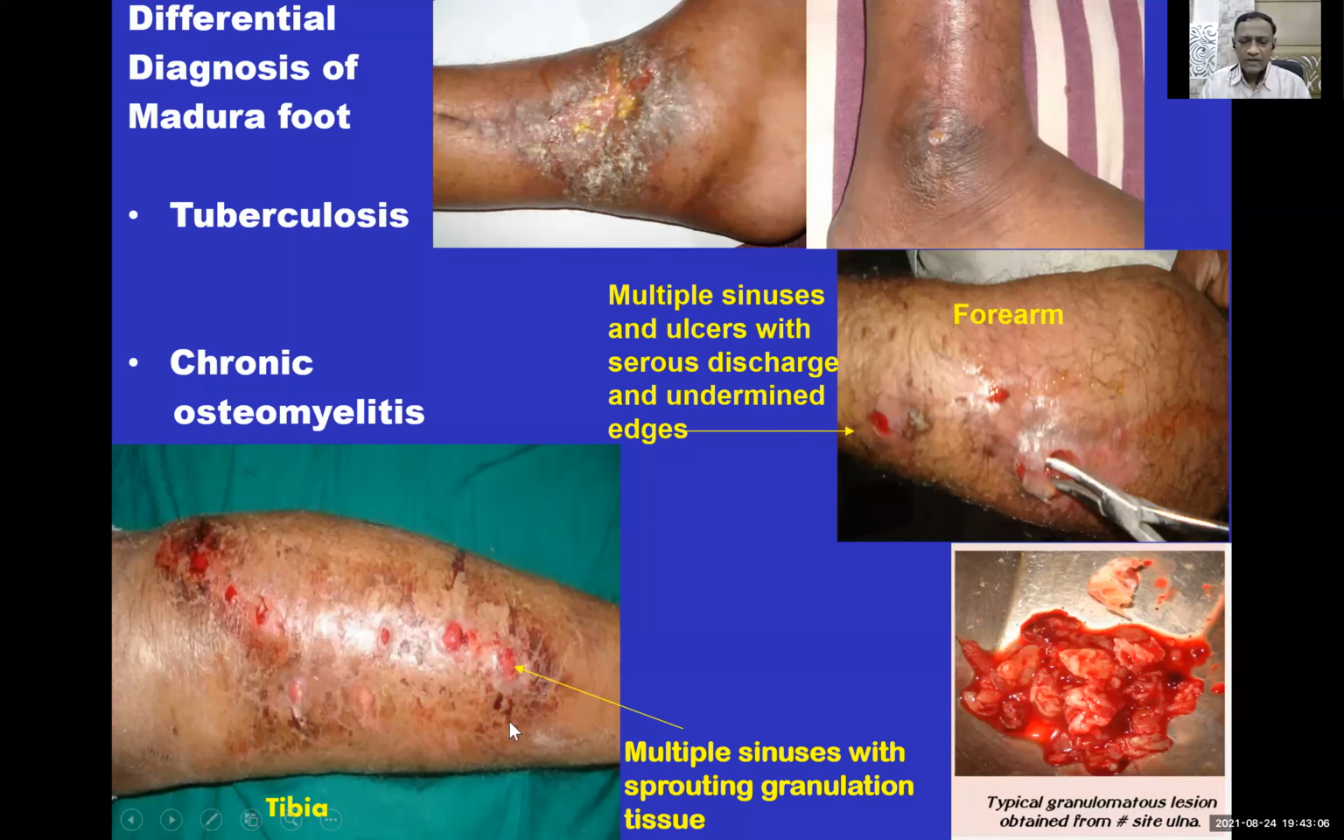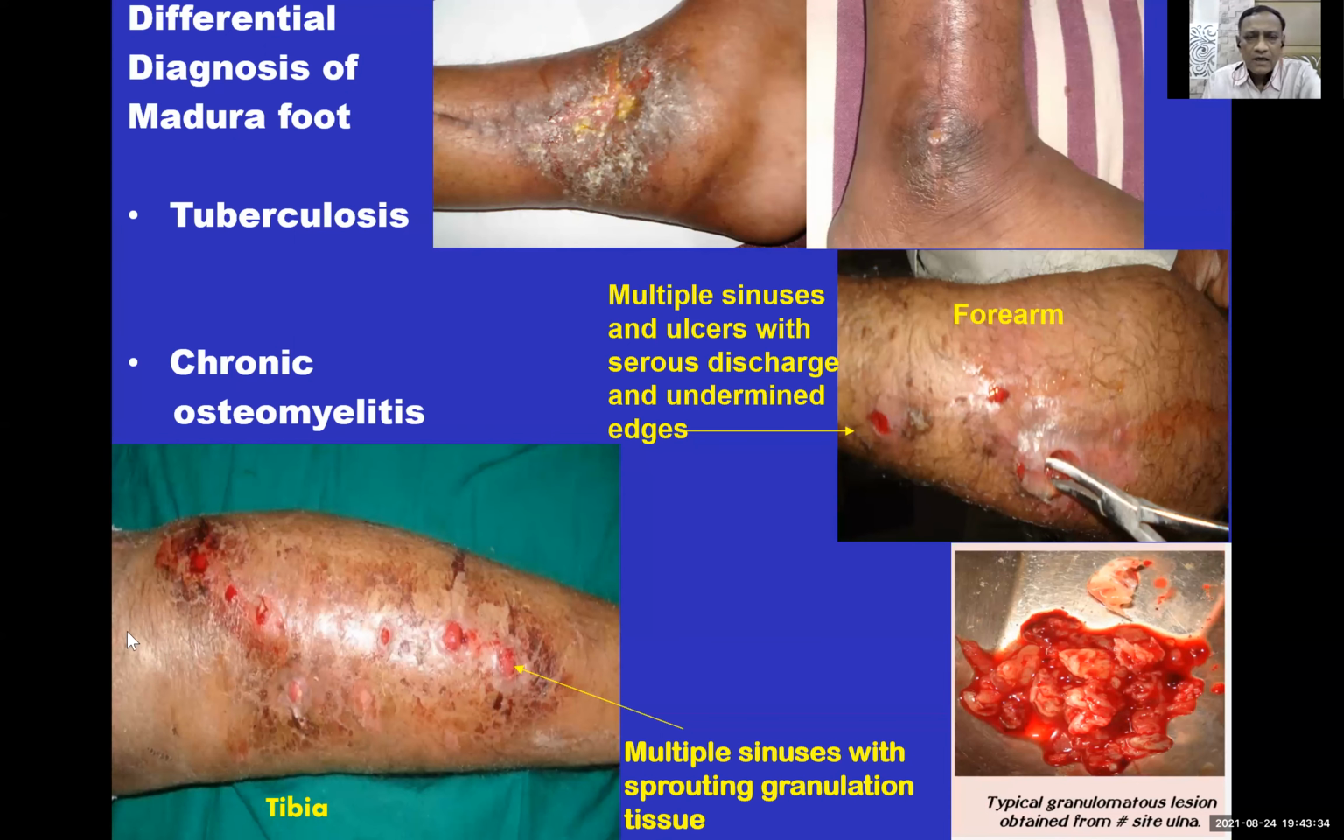In chronic osteomyelitis, the diagnostic sign is multiple sinuses with sprouting granulation tissue. Sprouting indicates that there is some foreign body underneath. And in chronic osteomyelitis, I'm sure you know, the foreign body is a sequestrum. So if sprouting granulation tissue is seen, that means there is a high possibility of an underlying sequestrum.